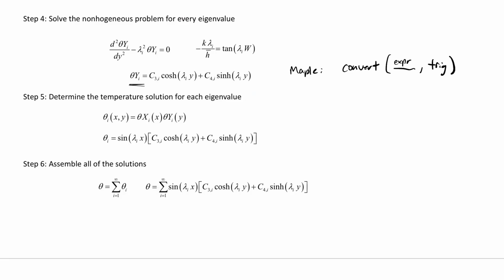Okay, so we have our hyperbolics ready to go here. Step 5, determine the temperature of the solution for each eigenvalue. That means we're bringing everything back together. We bring back together theta x, theta y, and multiply them. This is our theta x here, sine, and then here's our theta y. We bring the unknown coefficients into the equation, so we are left with basically two sets of unknown coefficients, infinitely many of them. And then we assemble all the solutions, meaning all the I solutions come together to form a single theta solution.